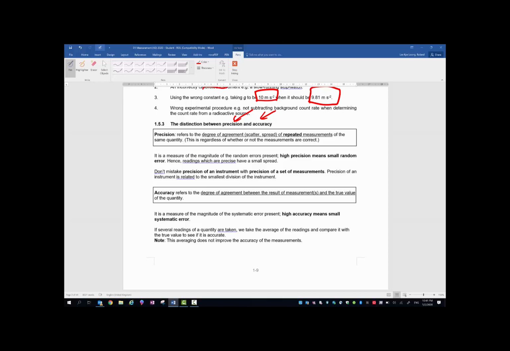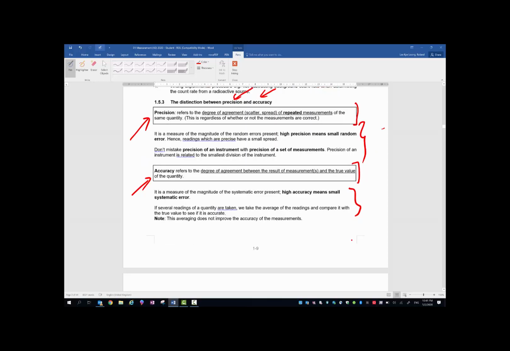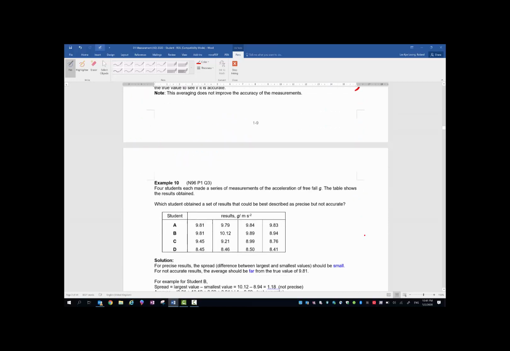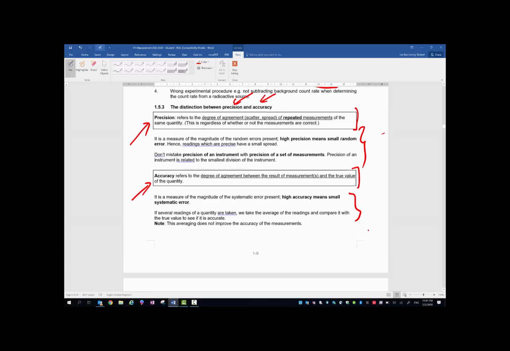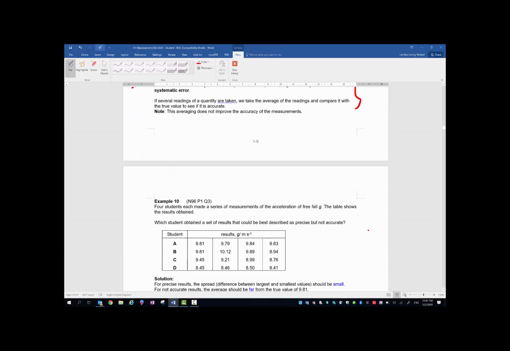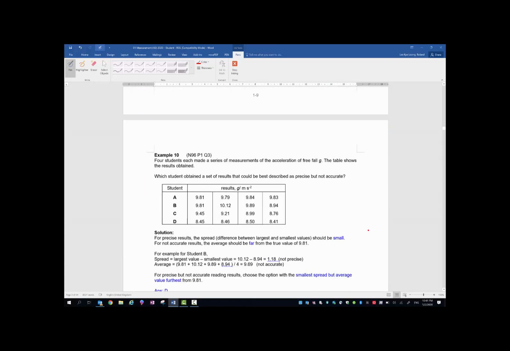Precision refers to the spread. So please read this. It is boxed up, so you need to know this. Read this, but it's easier to demonstrate. So let's look at this. These are important, but in the interest of time, I think sometimes you learn better through example. So example 10.